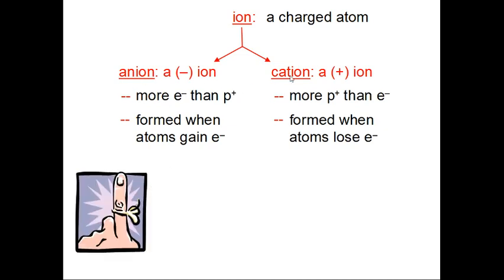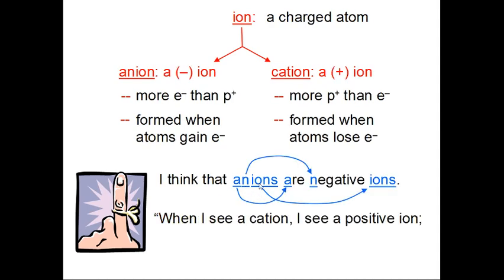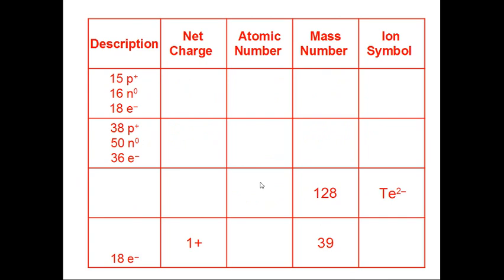Here's a good way to remember anion and cation. Anions are negative ions. A-N-I, are negative ions. And then when you look at a cation, you can see a positive ion. See? C-A positive. T. Cation. And if you like cats, you can just remember cats are positive, but if you don't like cats, that doesn't really help you there very much. So when I say a cation, I see a positive ion. Anions are negative ions.